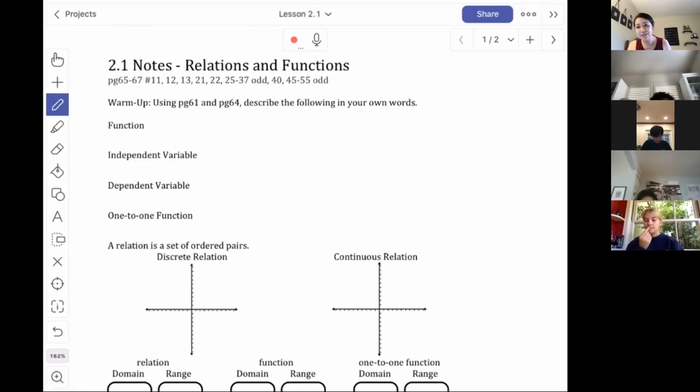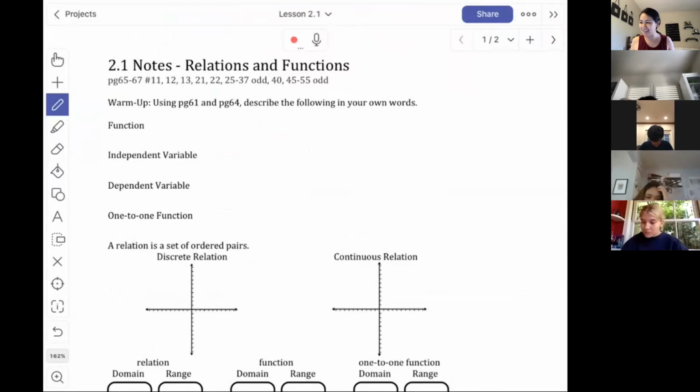Does anybody remember, I don't know if you guys learned this in Algebra 1, what makes a function a function? Anyone? No? It's been too long. Geometry wiped out all your algebra knowledge.